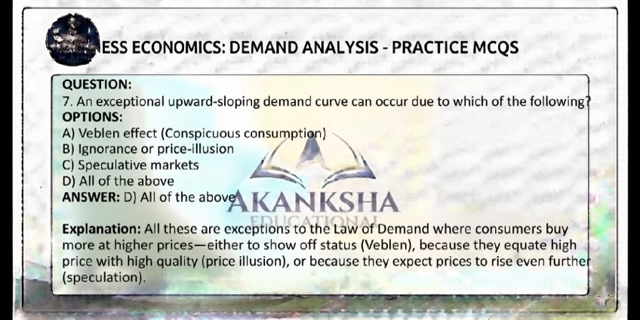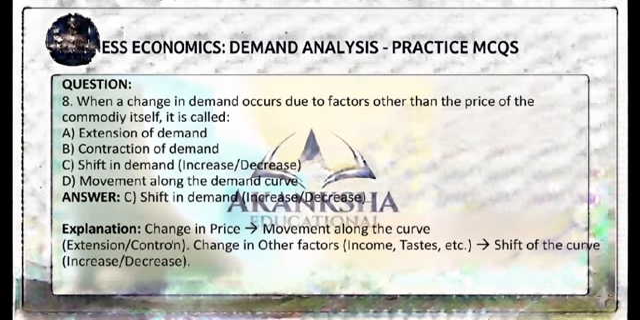Question 7. Can you identify why an upward sloping demand curve might occur? The correct choice is D, all of the above. The Veblen effect, consumer ignorance or price illusion, and speculative market behavior are all scenarios where consumers might buy more at higher prices.